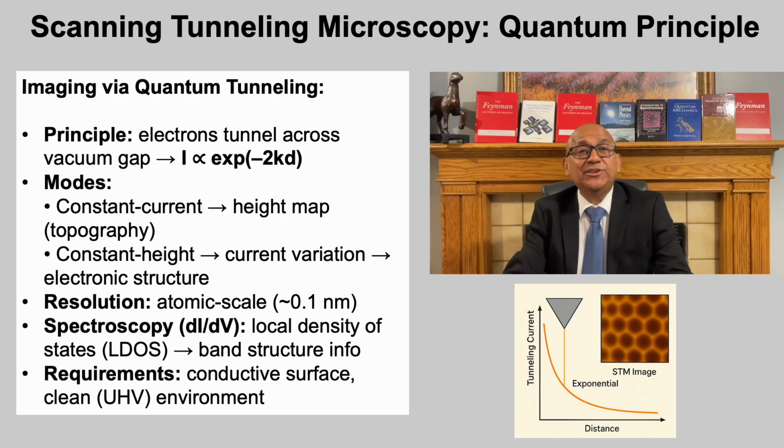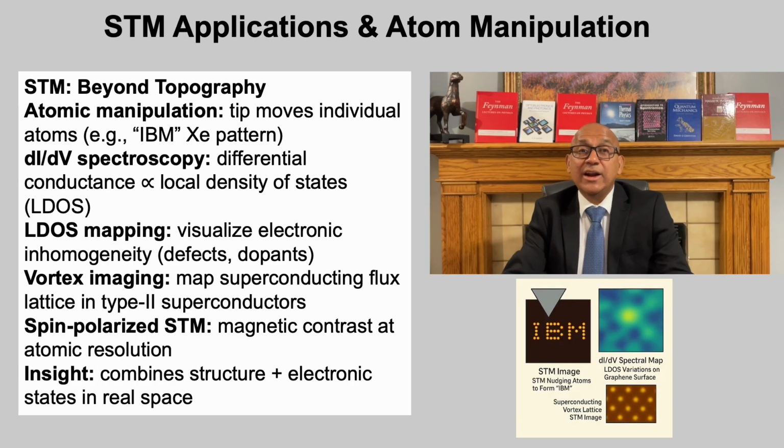Historically, the first STM images of the silicon 111 7x7 surface in 1983 transformed surface science, and later atom manipulation experiments like spelling out IBM using xenon atoms showed quantum level control over matter.